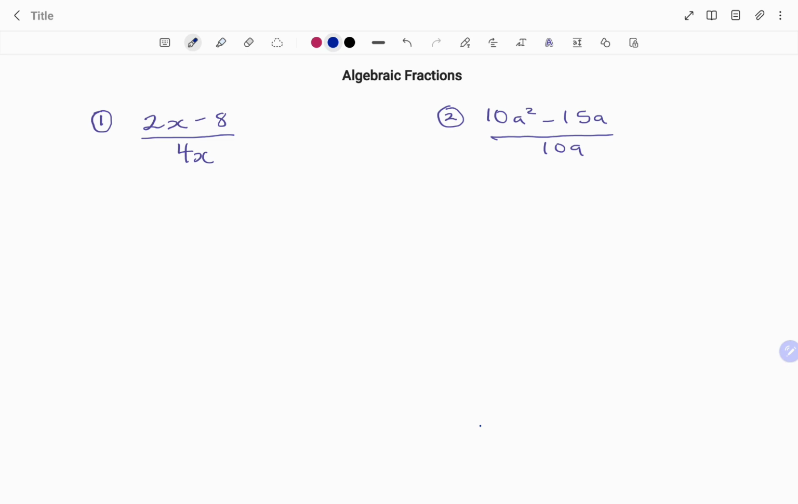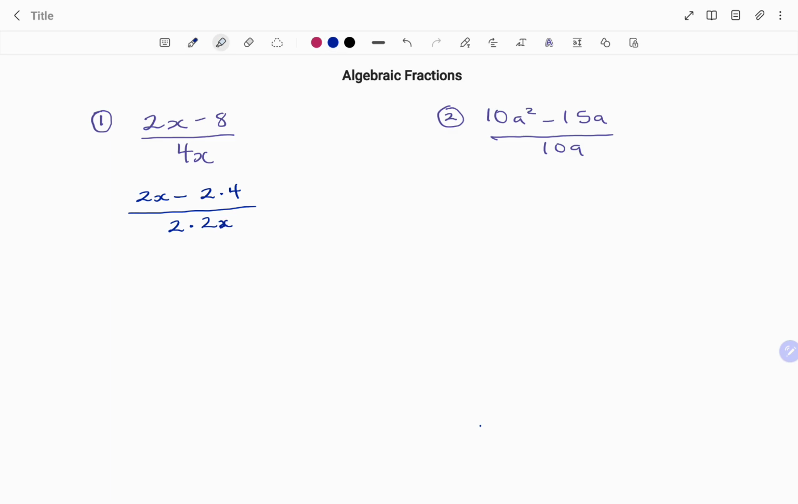Going back to the first example, we have 2x minus 8 over 4x. To make it easy, I'm going to break each term down. I have 2x minus, because I know that the highest common factor is 2, I'm going to break 8 into 2 times 4. 2 times 4 will give me 8. At the bottom, I'm going to do the same. I know my highest common factor is 2, so my 4x can be broken down to 2 times 2x.